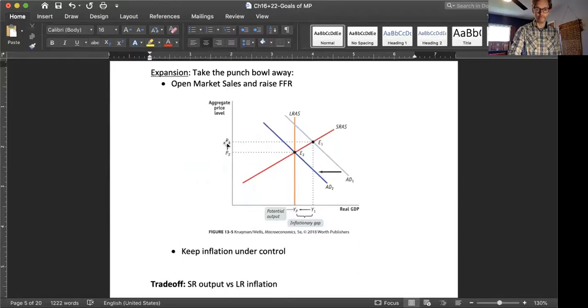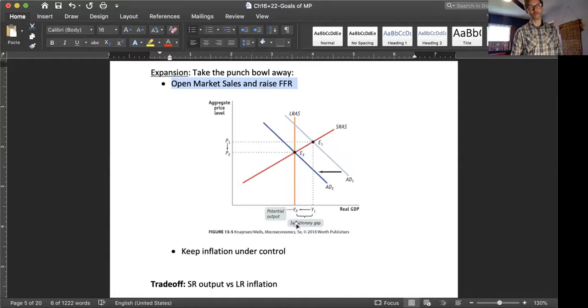They begin to go up. What should the Fed be doing now? Well, the Fed should now be conducting open market sales and raising interest rates to reduce aggregate demand. Why are we doing that? Because we don't want this buildup of inflation, right?